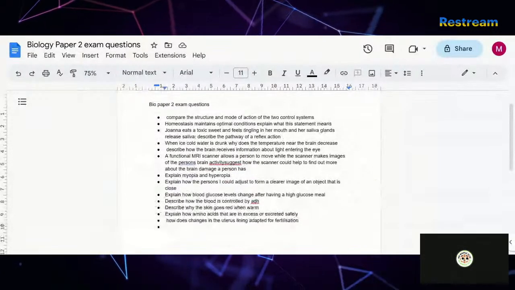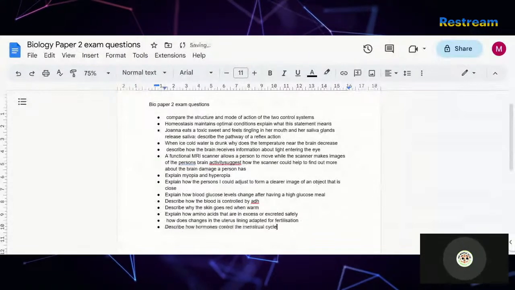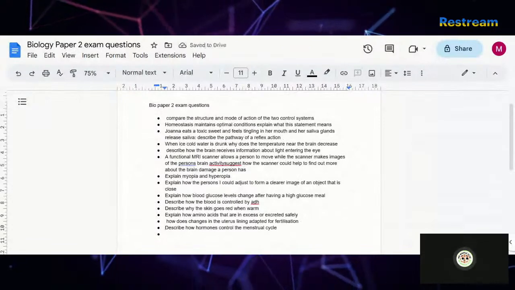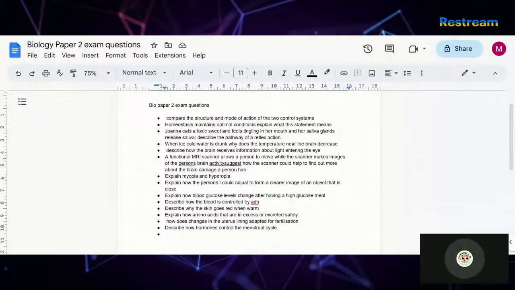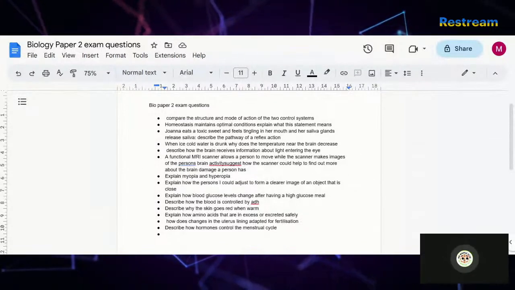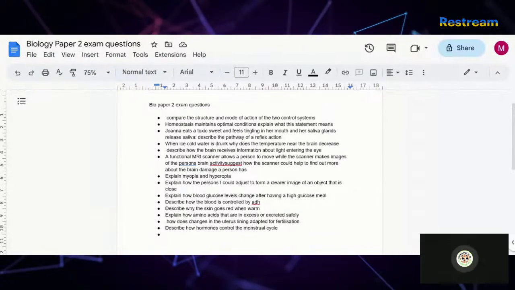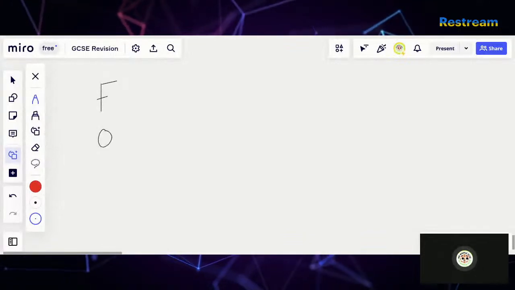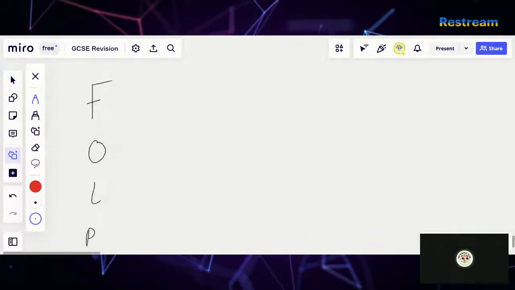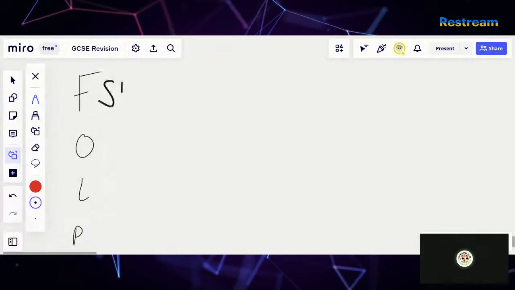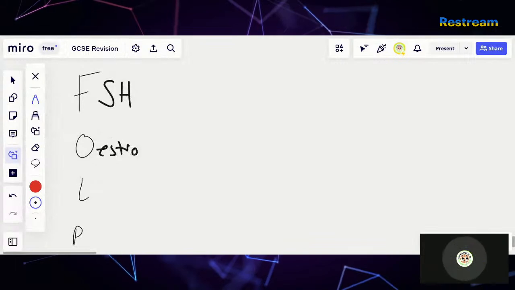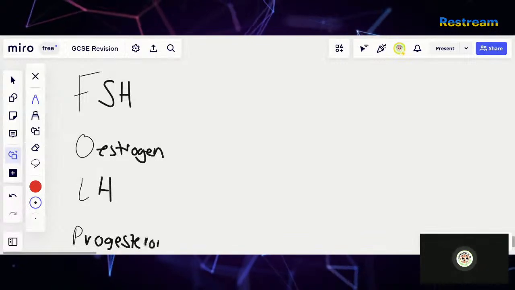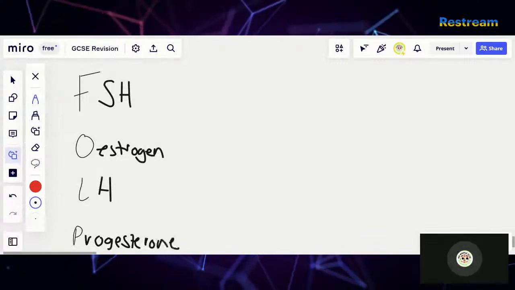Describe how hormones control the menstrual cycle. Okay, this is all about the different ones. Now, I would recommend using a mnemonic to remember this. I used to remember this using FOLPS, and I still remember it today, even though I did my GCSEs long ago. So, let me show you. This is FOLPS. Or just FOLP, I think it was. So we've got FSH, estrogen, luteinizing hormone, and progesterone. So these are all of the hormones involved in the female's menstrual cycle.